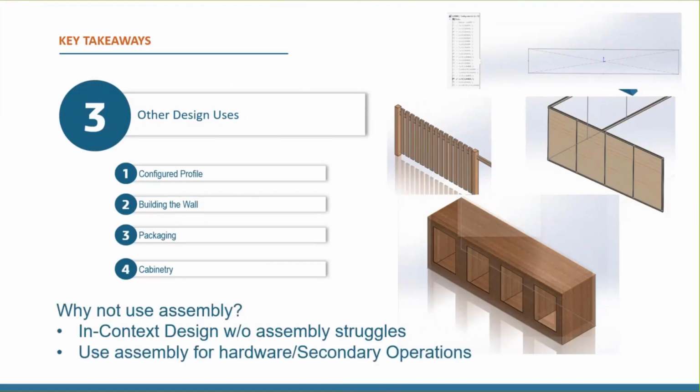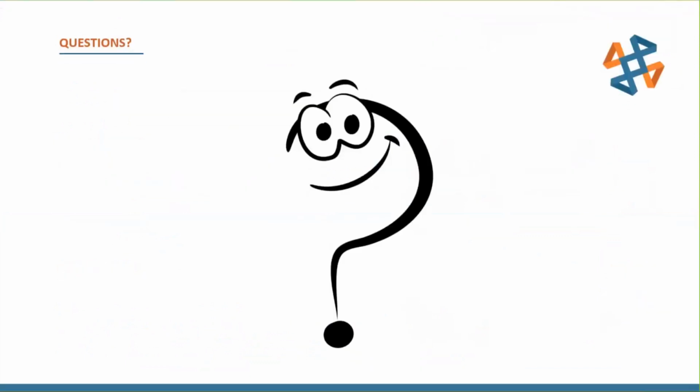Again, I kind of covered this, doing in-context design without the assembly struggles, and then using that assembly for secondary operations. Maybe I'm adding holes at that level and hardware, whatever it might be. Then getting my bill of material there. And then let's see if there are any questions. I realize I left a whopping 5 minutes here, but I'm willing to hang out for as long as you guys are. So Jeremy, were there any questions?